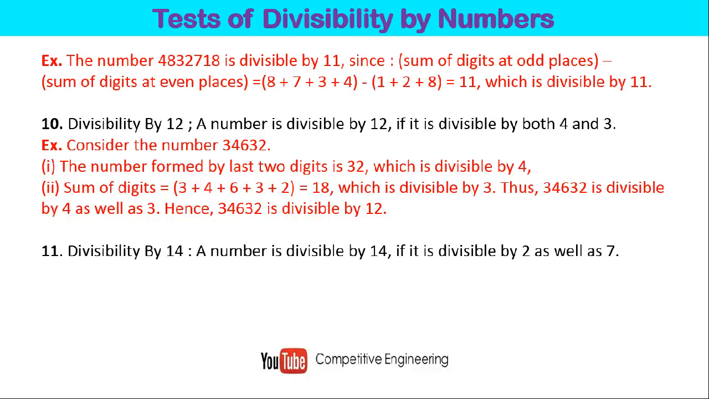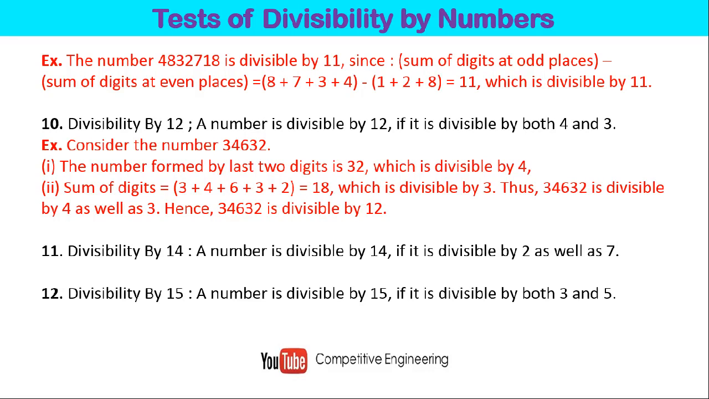Divisibility by 14. A number is divisible by 14 if it is divisible by both 2 and 7. To check whether a number is divisible by 14, we have to check first whether it is divisible by 2 and whether it is divisible by 7. If both are divisible, then it is divisible by 14 also. We will take an example later. Divisibility by 15. A number is divisible by 15 if it is divisible by both 3 and 5.